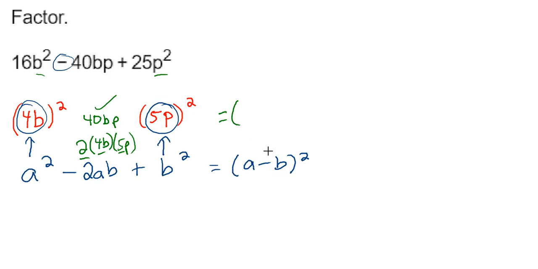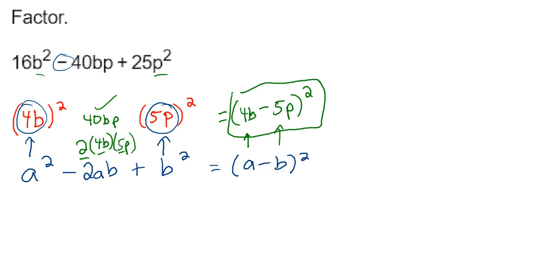I just need to swap out the a and the b with what we're actually working with in this problem. Instead of a, I have 4b. So I'll make the same change over here. Minus, instead of b, I have 5p. And then that's going to get squared. There was no common factor that we factored out, and so this would be my final answer.